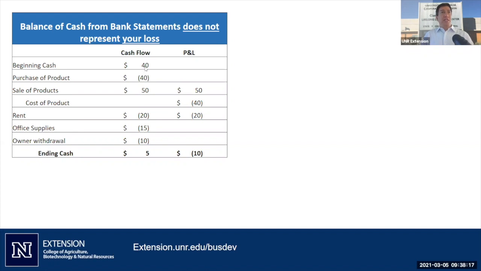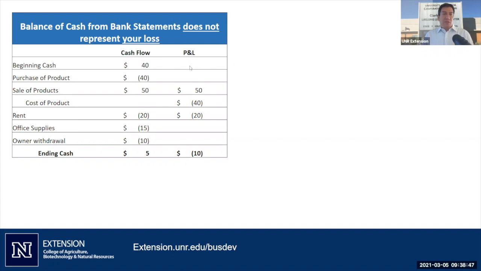Okay. So in this figure, on this column, we have the cash flow. We have a beginning cash of 40. We bought some product. Then we make some sales. We pay rent, bought office supplies, and I took some money for myself. You know, I'm the owner. I need to get paid. I need to live by. So at the end, my bank account shows $5. Okay. But now let's look at the income statement.